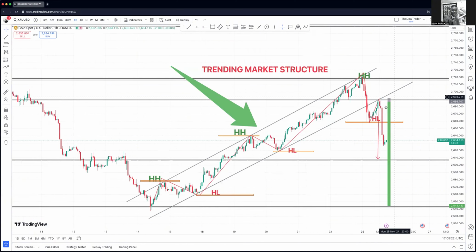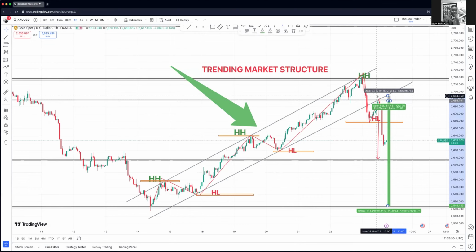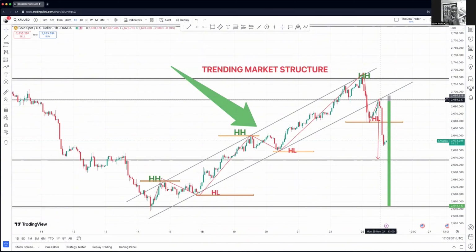Now, I was able to short this gold right here. My stop loss is somewhere around here, because I believe that if the market breaks this key level, then this structure is not holding anymore. But fortunately for us, what happened? The market could not break this structure, which is 2,690, and right now it is a serious profit.